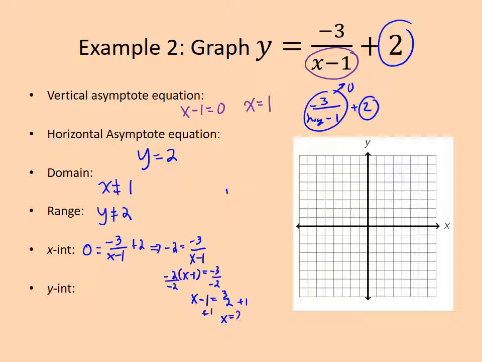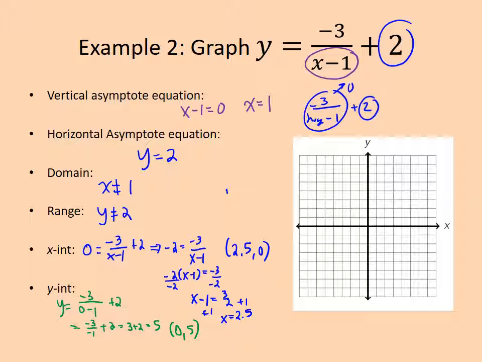So x equals 2.5. So our x-intercept in this situation is (2.5, 0). The y-intercept we can find by setting x equal to 0. So we have -3 divided by 0 minus 1, plus 2, which is -3 over -1 plus 2, which is 3 plus 2, which is 5. So our y-intercept is (0, 5).